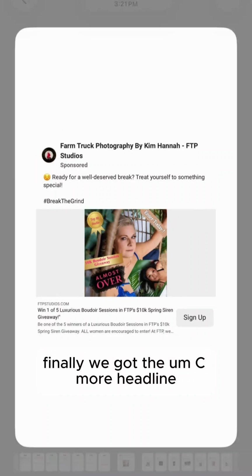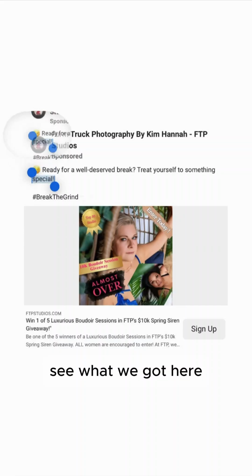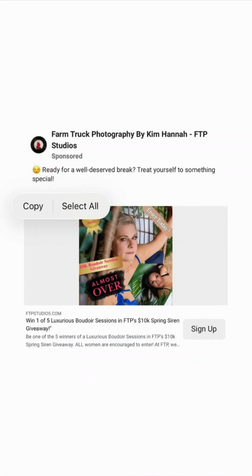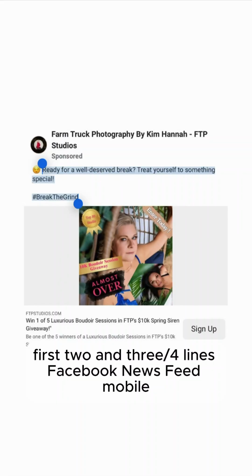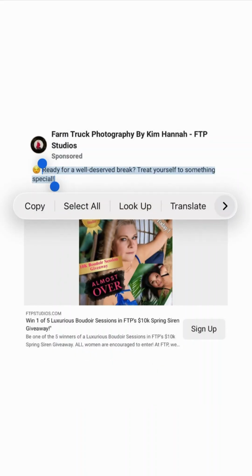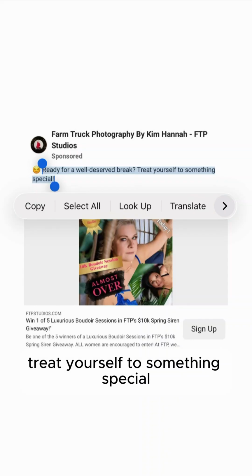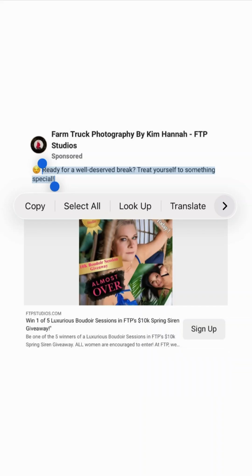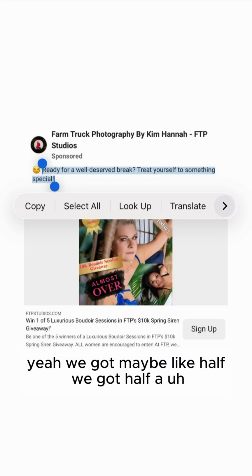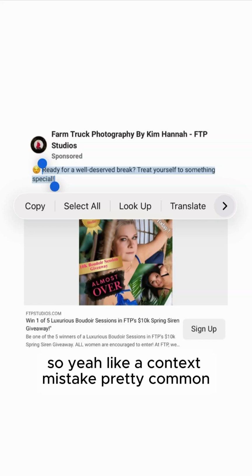Finally, we got the see more headline. Let's see what we got here. First 2 and 3/4 lines, Facebook newsfeed mobile. So we got: ready for a well-deserved break. Treat yourself to something special. All right, so yeah, we got maybe half. We got half a context point here. So yeah, lack of context mistake, pretty common.